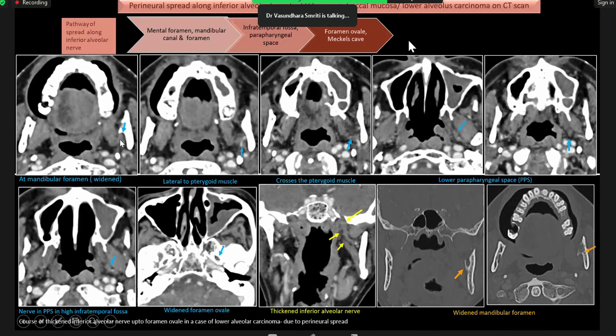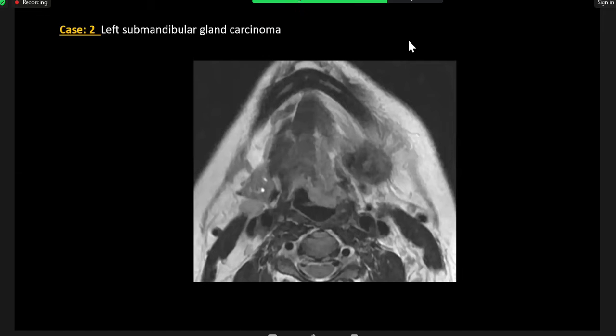So another case of mandibular nerve involvement: nerve coming out of the foramen, traveling laterally, traveling behind the pterygoid muscles, coming up in the parapharyngeal space up to the foramen ovale. Associated CT findings in these cases may be the enlargement of the mandibular canal. And even if you find your buccal mucosa lesion sitting at the mental foramen, check for perineural spread in this direction.